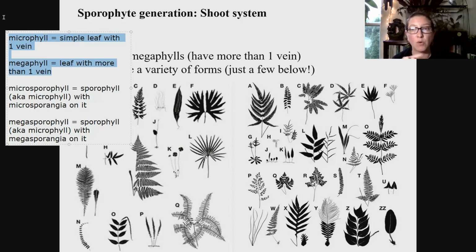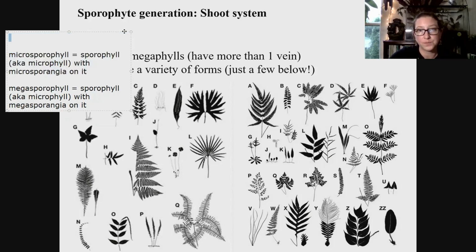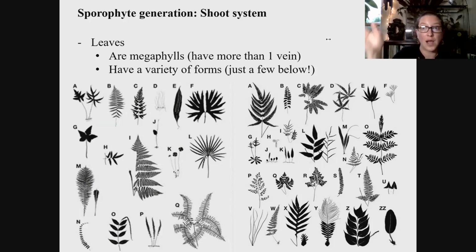that's the only time where micro and mega does not refer to male and female. That's the only time. Every other time you see micro and mega, it refers to male and female. So that's why I'm pointing that out. It can be a little confusing, so rewind that if you need to.